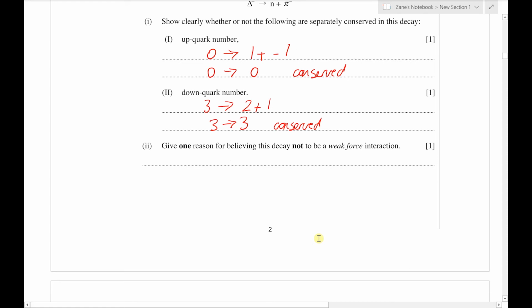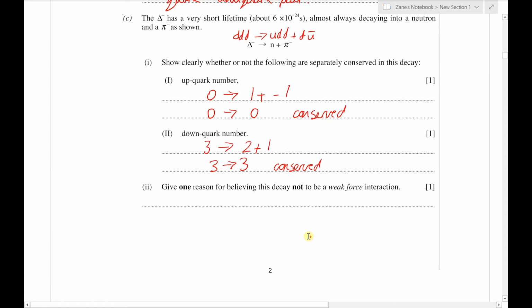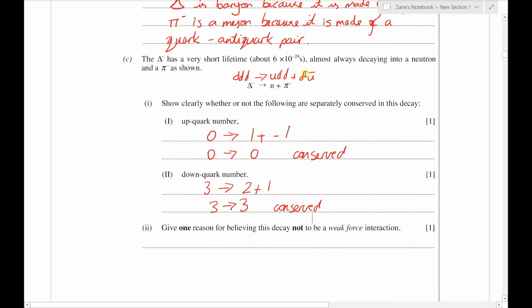We've got to give one reason for believing that this decay is not a weak force interaction. Well, we've got various options here. First of all, the time is very short. It's far too short for the weak force. In fact, this is a time that's typical for the strong force. Also, with the weak force, we will find that neutrinos are involved, and there are no neutrinos in this interaction. And the final thing that we could say is that in the weak interaction, we will find that there's a change of quark flavors. And here there are no changes of quark flavors. So I'm just going to go for that option, but any of the others would also be fine. So no change in quark flavor.